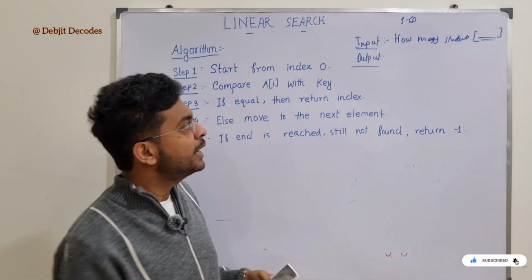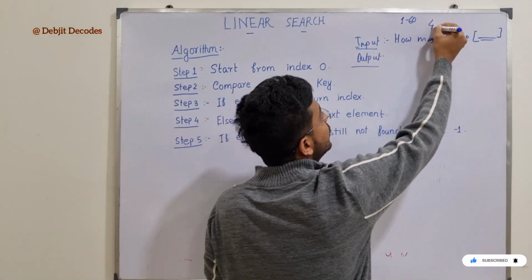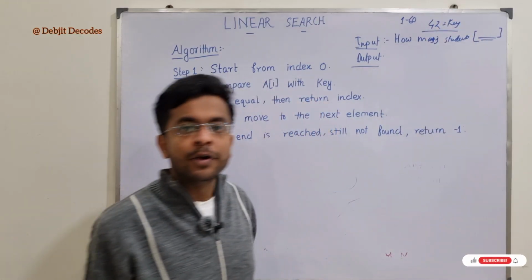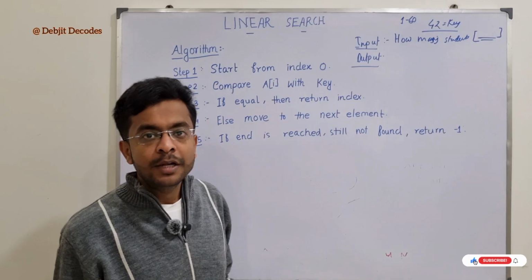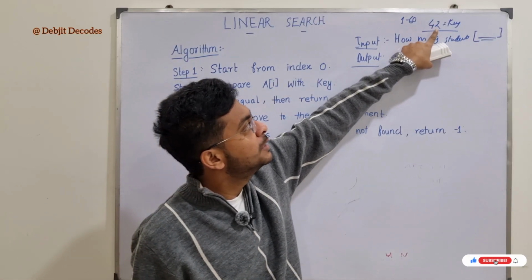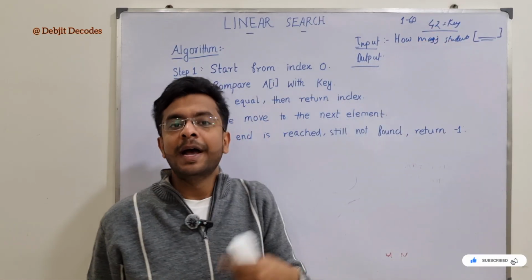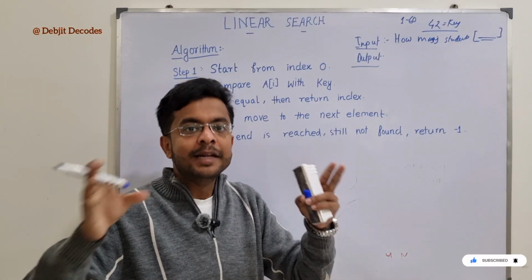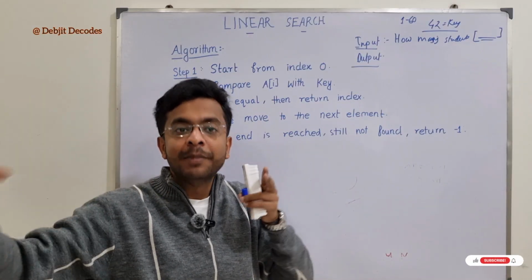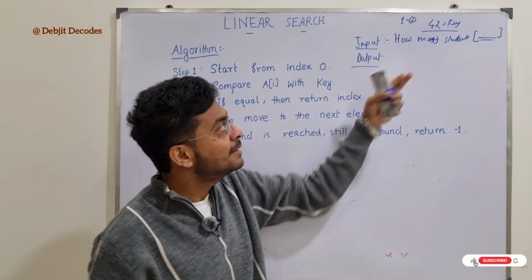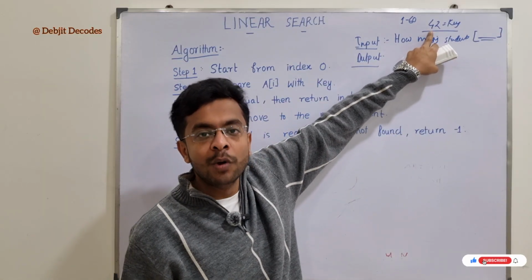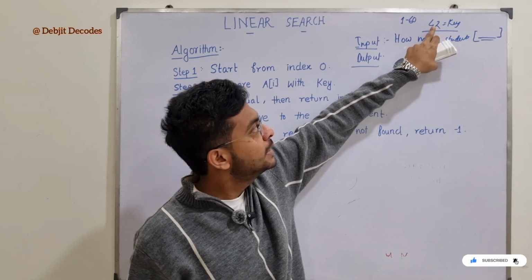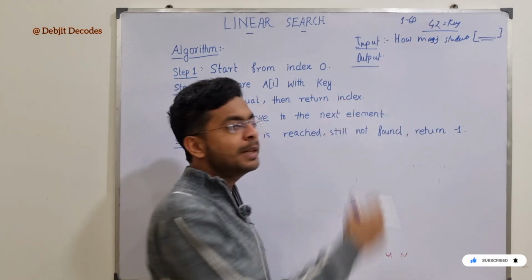And what else do you need? Suppose you need roll number 42. This is the key student. That is, you want to find roll number 42, or say the 42nd student. So this should go in as another input. So there are two inputs. One is the array, that is, the roll numbers of the students. And the second input is which roll number you want to find. That is the key. I am calling it a key. So that is 42.